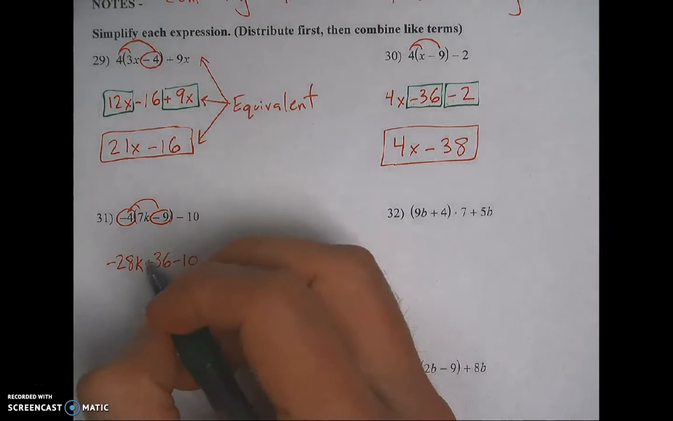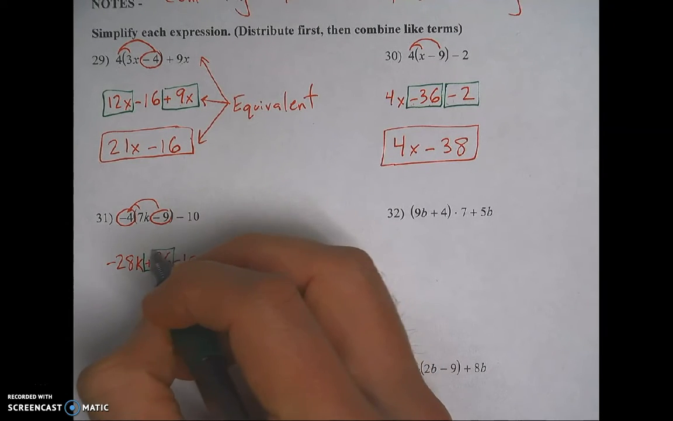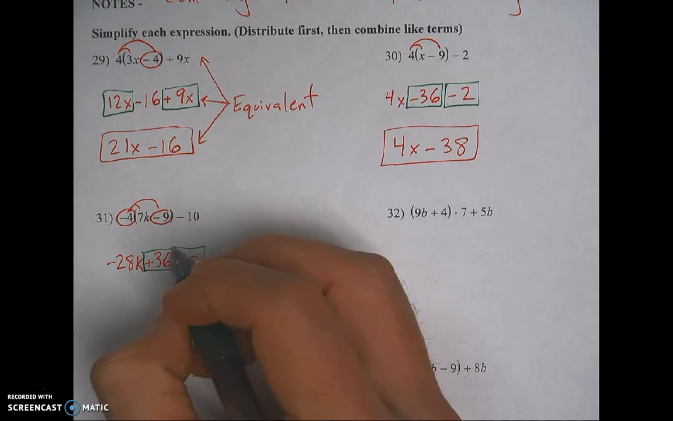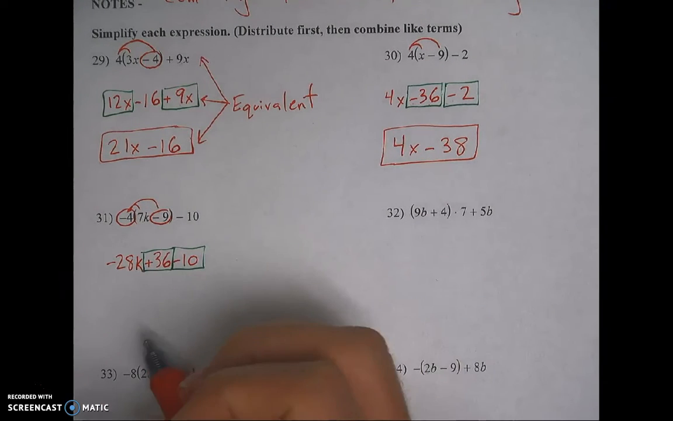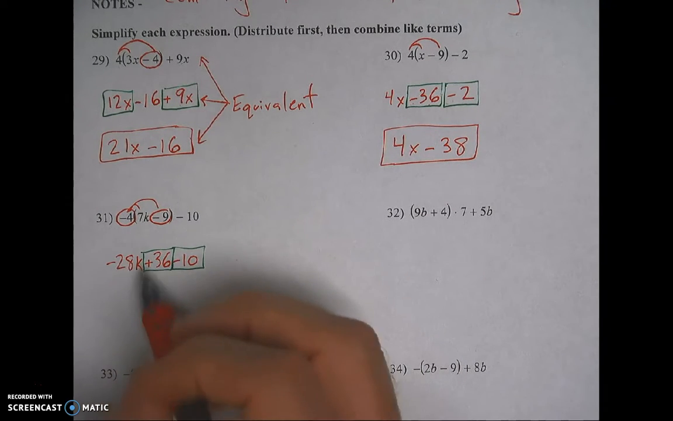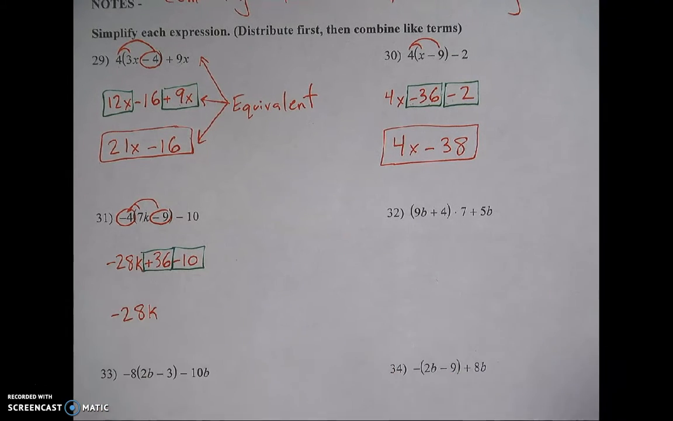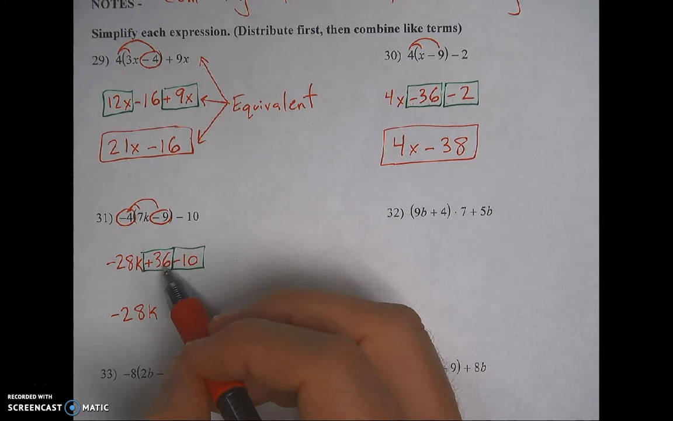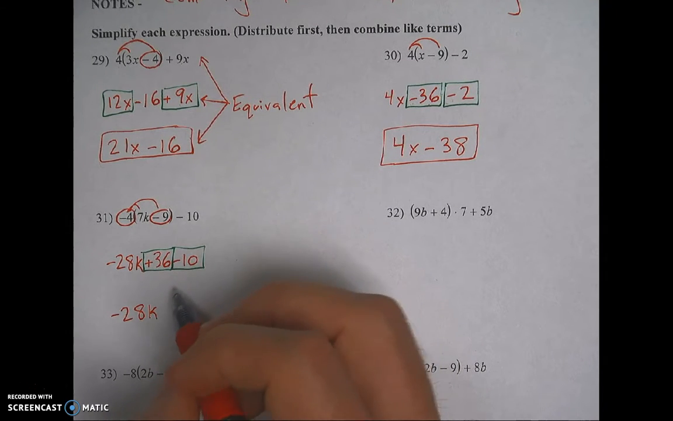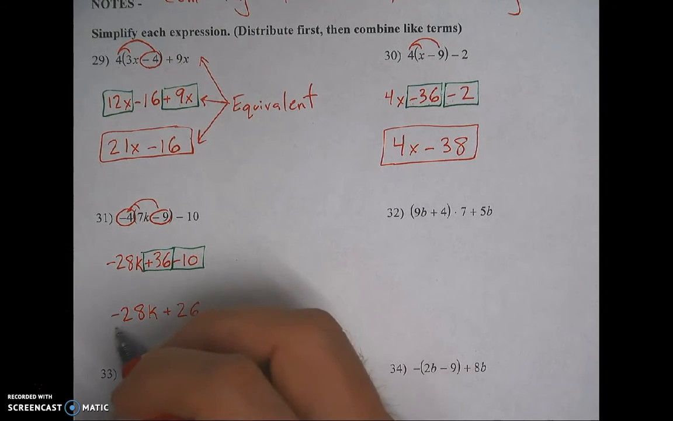Okay, what is alike? Well, the 36 and the negative 10 are alike because they don't have variables, which means this negative 28k does not have anything to combine with, so it will just be in our final answer. And a positive 36 and a negative 10, or a 36 minus 10, is a positive, so I write plus 26.